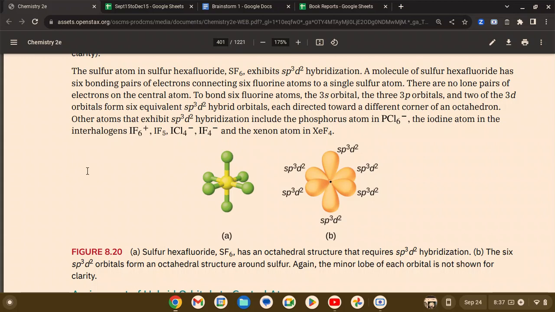Other atoms that exhibit sp3d2 hybridization include the phosphorus atom in PCl6-, the iodine atom in the interhalogens IF6+, IF5, ICl4-, and IF4-, and the xenon atom in XeF4.